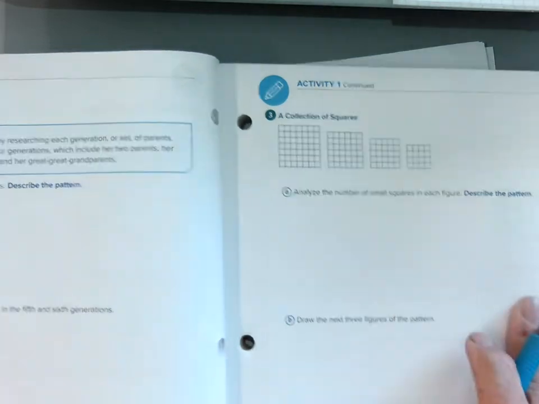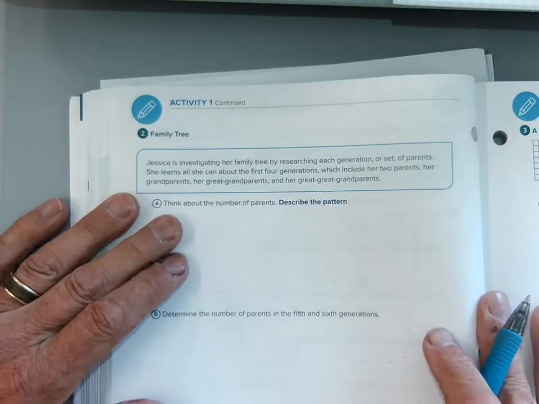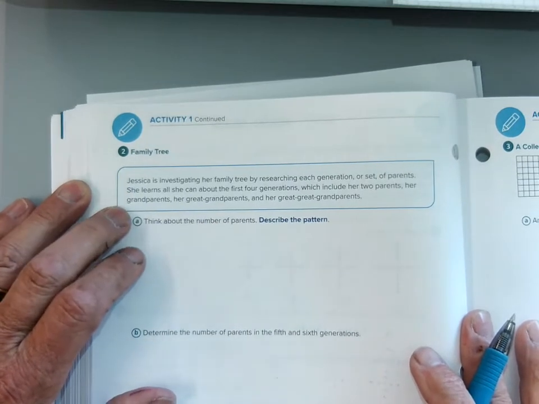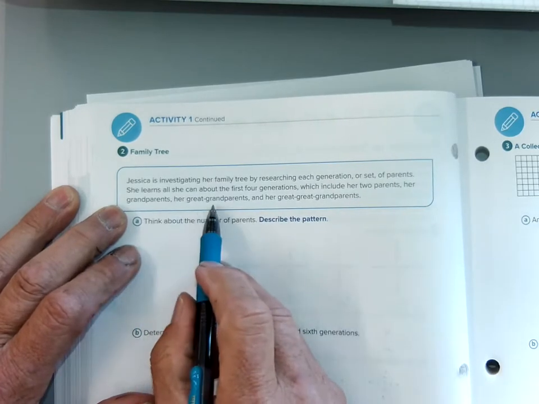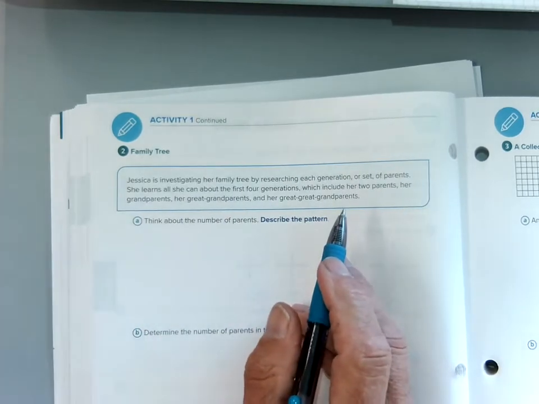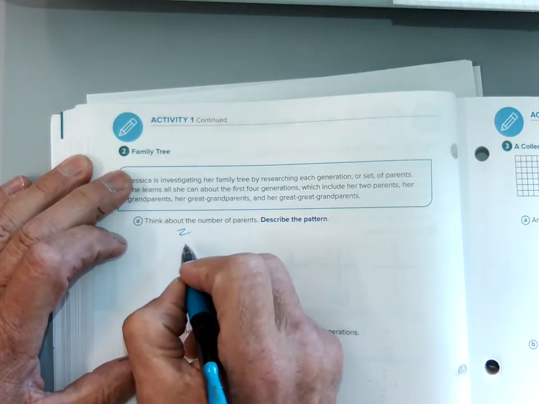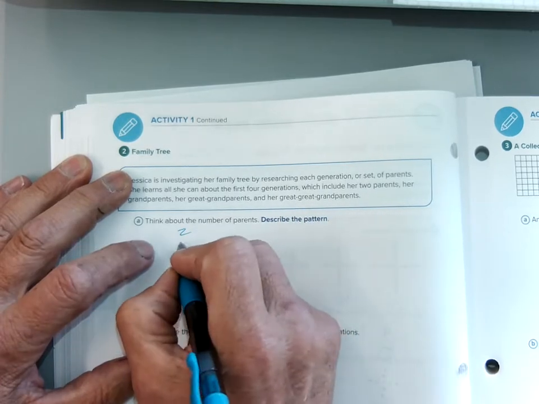Okay, so on the next page, Jessica's investigating her family tree by researching each generation or sets of parents. She learns all she can about the first 4 generations, which includes her 2 parents, her grandparents, her great-grandparents, and her great-great-grandparents. Okay, so think about the pattern. So we start with the 2 parents, and then they have a couple of kids. So we got other great-grandparents, that'd be 4.